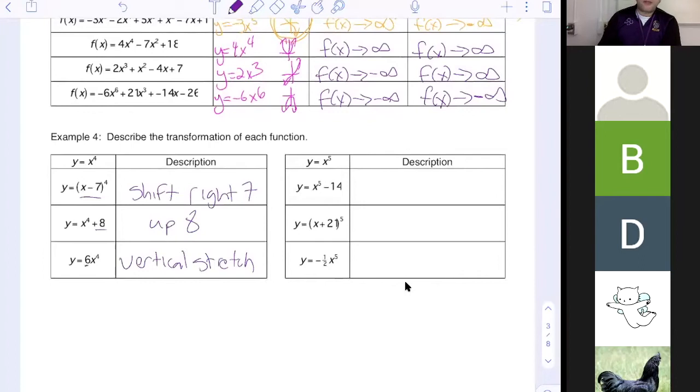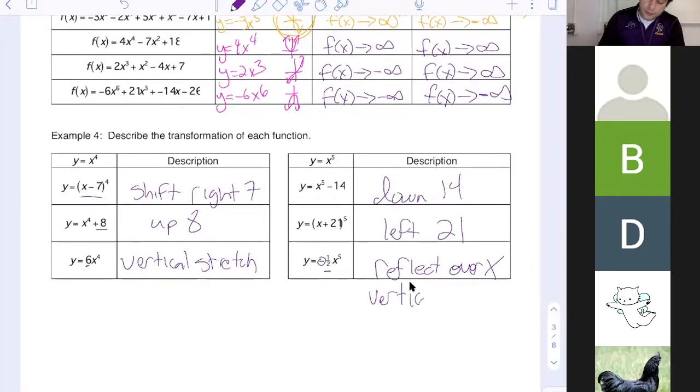Okay, x to the fifth minus 14. That's outside the parentheses. That's down 14. x plus 21 to the fifth. That's inside the parentheses. So that's going to be left 21, right? Counterintuitive. And lastly, there are two things going on here. Negative 1/2 x to the fifth. We have the negative that we have to honor first. So that's a reflection over the x-axis. And the 1/2, well, since it's less than 1, we say that it is a vertical compression.